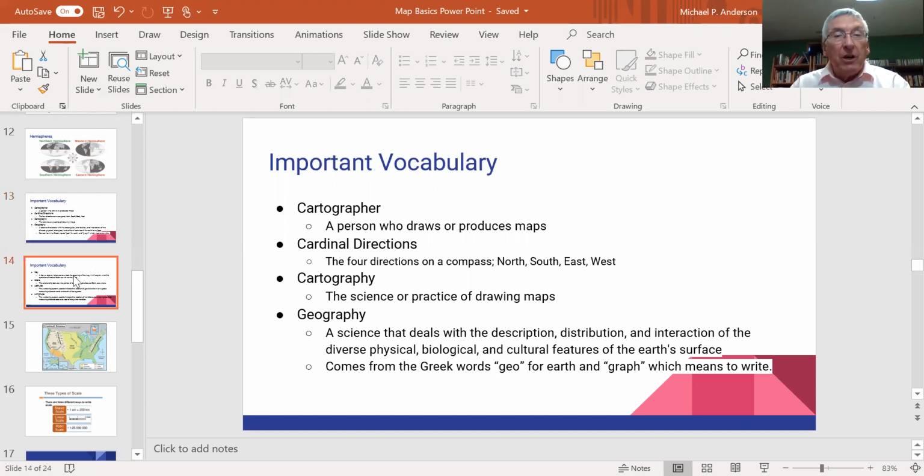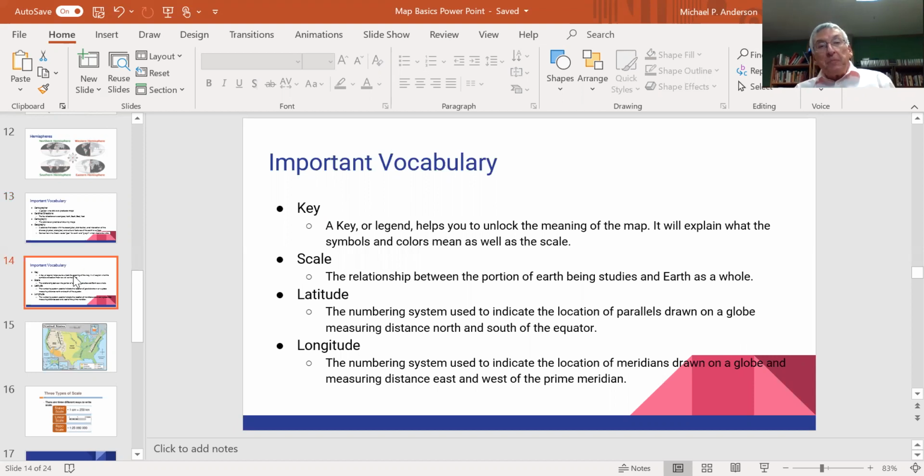And let's do some more vocabulary here. A key is what tells you what is on the map. Now, there's all kinds of different maps. There's political maps, which show where cities are and state boundaries and roads and freeways, all of that stuff. Okay, a key will tell you that, hey, black roads, those are interstates. Red roads, those may be something else, like secondary roads. Gray might be gravel roads. The key will tell you how to read the map.